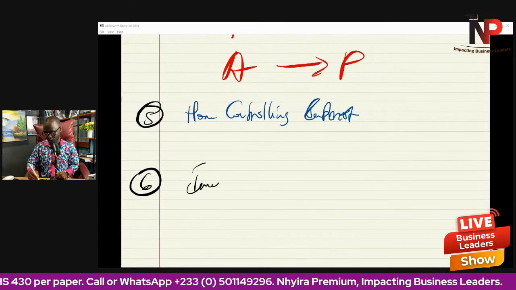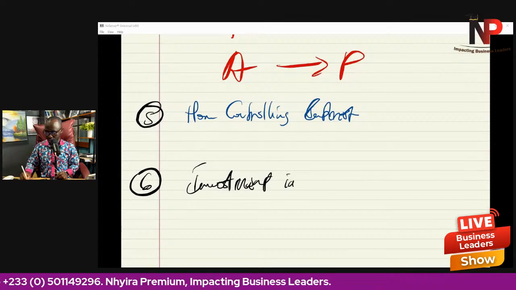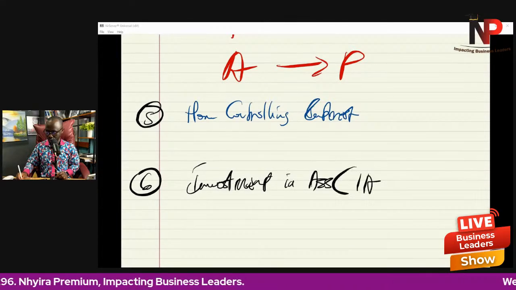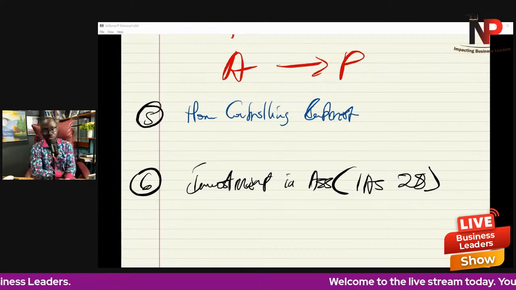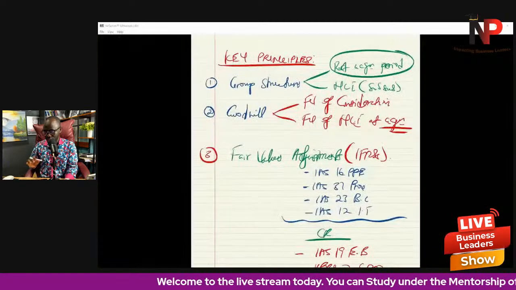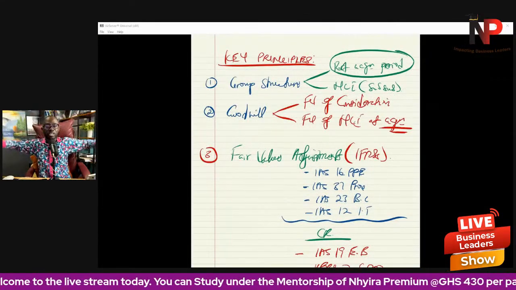an associate, it is not going to be always, but investment in associate, if there is any, it should be accounted for in accordance with IAS 28, investment in associate. So when it comes to consolidated financial statements, these rules will apply irrespective of the question you are solving.